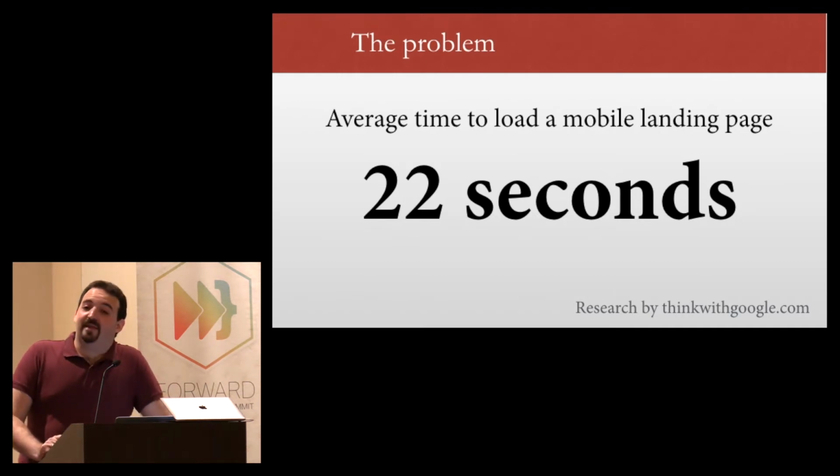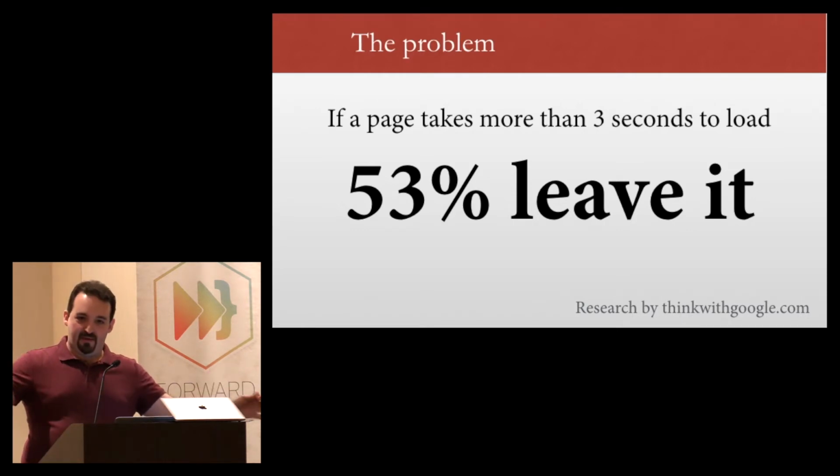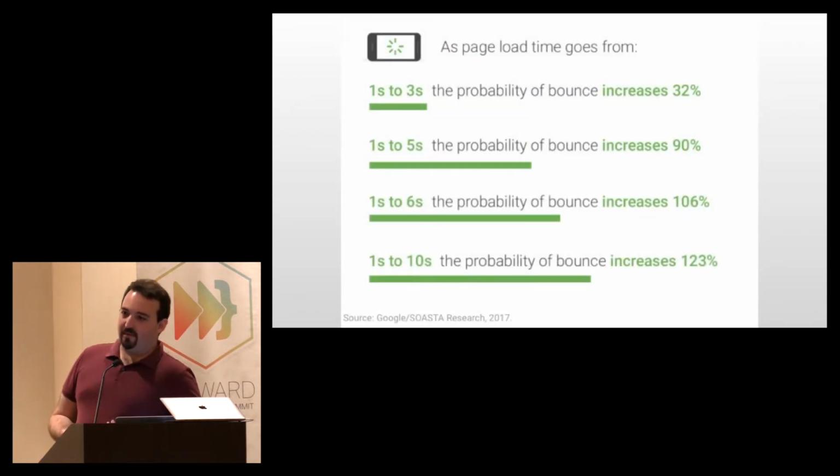Well, yesterday, so I updated these slides yesterday, Google released a new research, so you can go to thinkwithgoogle.com and read the full report. On a mobile landing page, the average time to load is 22 seconds. 22, okay? If the page takes more than 3 seconds, 53% of people are leaving that page, okay? So we have a big problem, even if you're doing everything that we have already covered so far, okay?